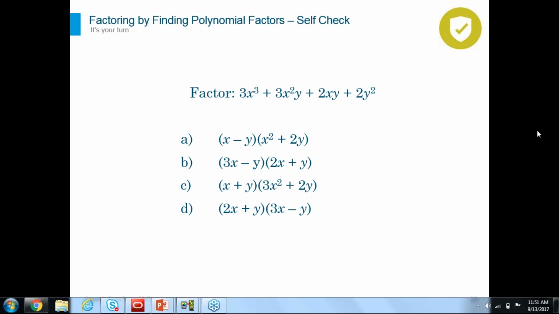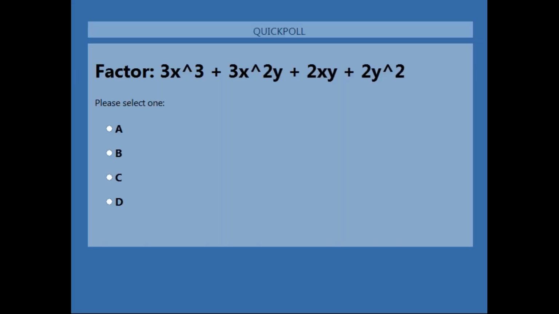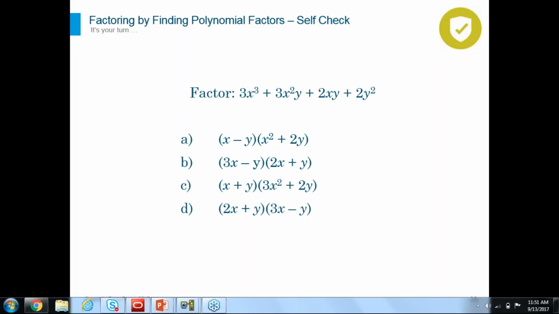Okay, I'm going to switch my screen to give you the actual question, and you're able to choose your answers here. Okay, I'm going to share my final answer then. So the right factors for the given polynomial is C.